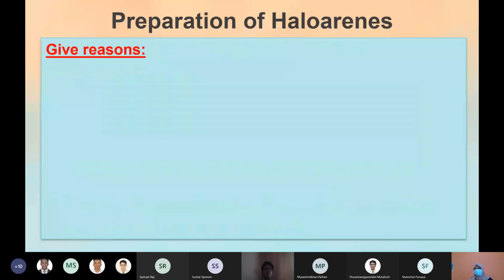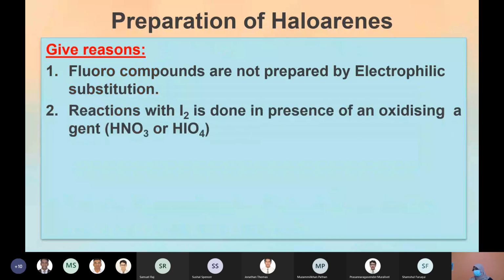So why are we not able to prepare fluoro compounds using this electrophilic substitution method? Or if you want to make an iodo compound, then you have to use a stronger oxidizing agent like HNO3 or HIO4. So why is it so?